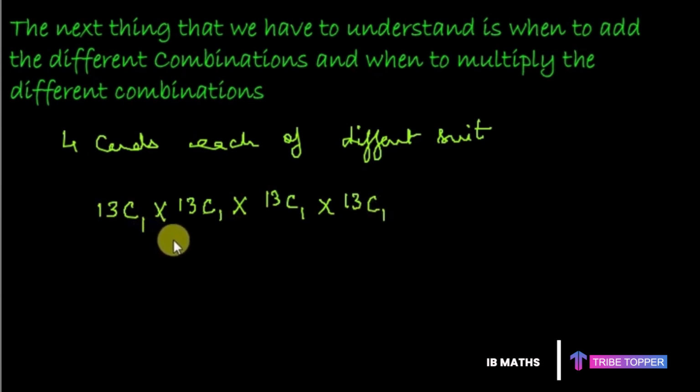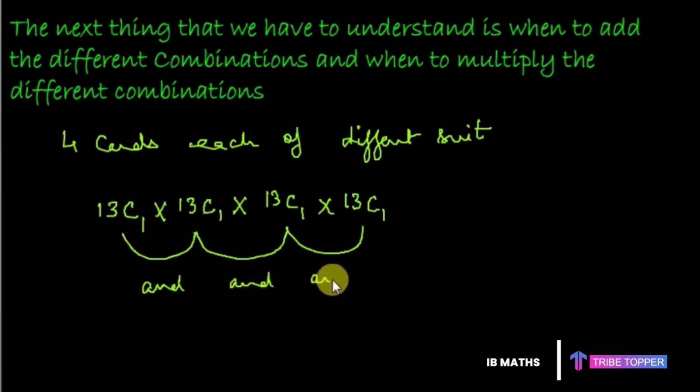And why have we put a multiplication sign? Because you have to choose 1 of club and 1 of spade and 1 of heart and 1 of diamond. So you have this and this and this and this. Therefore you will multiply all the combinations. So I hope the confusion about multiplying or adding the combinations is over after understanding this.